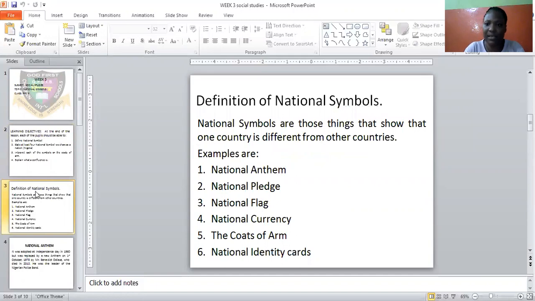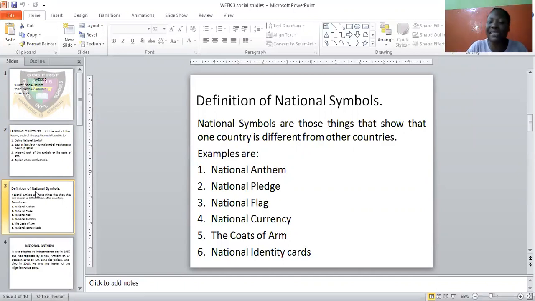We have learned national consciousness in one of our lessons in this same subject. We said national consciousness is a shared sense of national identity. A shared sense of national identity is the spirit of oneness, that is patriotism. But today we'll be looking at something deeper, which is national symbols.